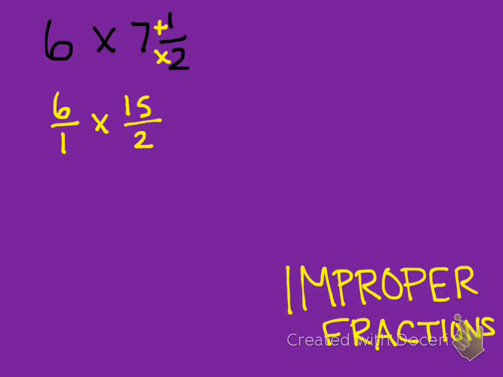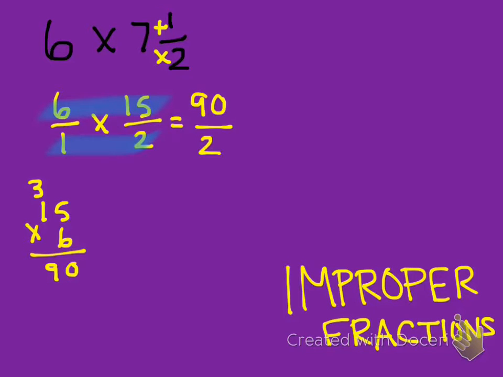At this point, you can multiply straight across, and we'll take 6 times 15. I don't know what that is, so I'm going to multiply that off to the side. 5 times 6 would be 30. 1 times 6 is 6 plus 3, that's 9. So we get 90 for the numerator. And then we multiply straight across for the denominators. 1 times 2 is 2.